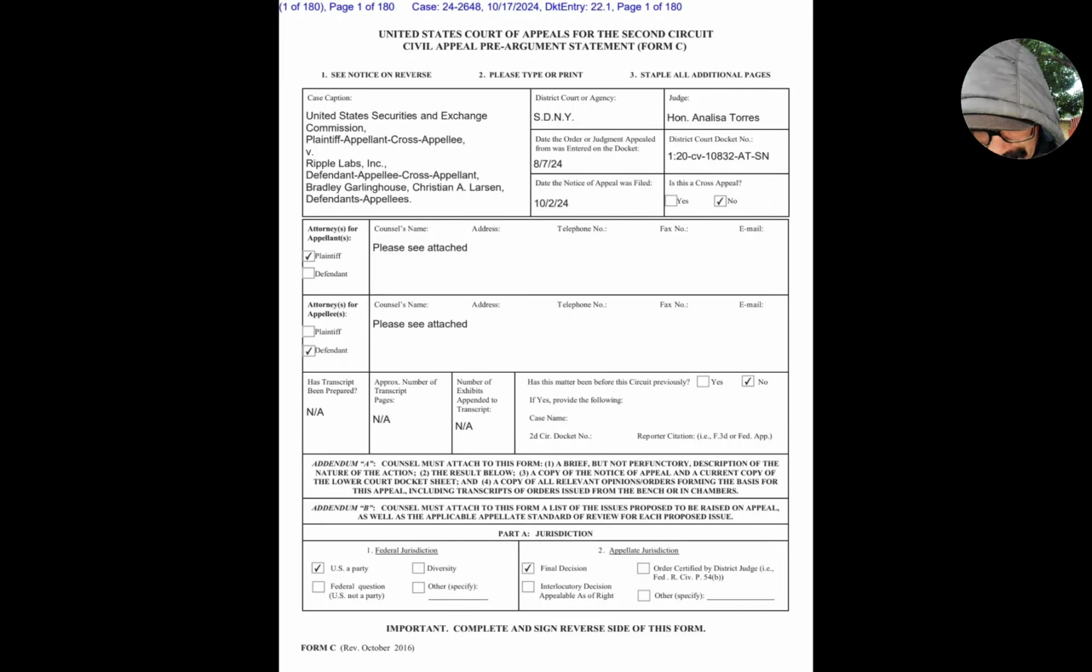It says, Addendum A: counsel must attach to this Form 1, a brief but not prefatory description of the nature of the action; 2, the result below; 3, a copy of the notice of appeal and a current copy of the lower court docket sheet; and 4, a copy of all relevant opinions and orders forming the basis for this appeal, including transcripts of orders issued from the bench or in chambers. Addendum B: counsel must attach to this form a list of the issues proposed to be raised on appeal, as well as the applicable appellate standard of review for each proposed issue. Important: complete and signed.